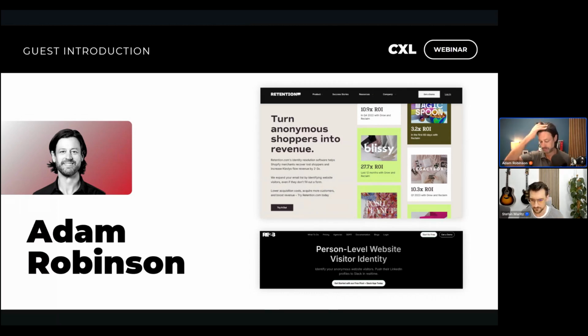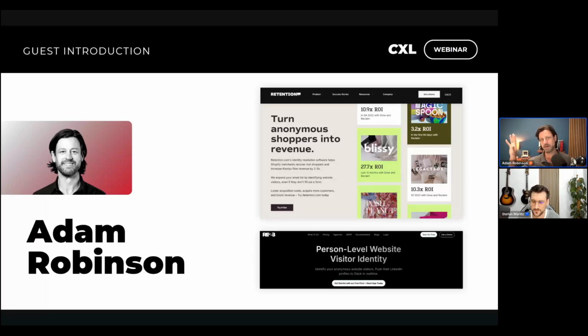So both of these companies do person-level website visitor identity. Someone can hit your site, they can take no further action. For retention.com, we sell to e-commerce stores and we resolve them to a personal email address, and it facilitates a bunch of workflows, like expanding the audiences of abandoned carts, abandoned website visits, abandoned products. It's a bunch of abandonment flows that are very specific to e-commerce.